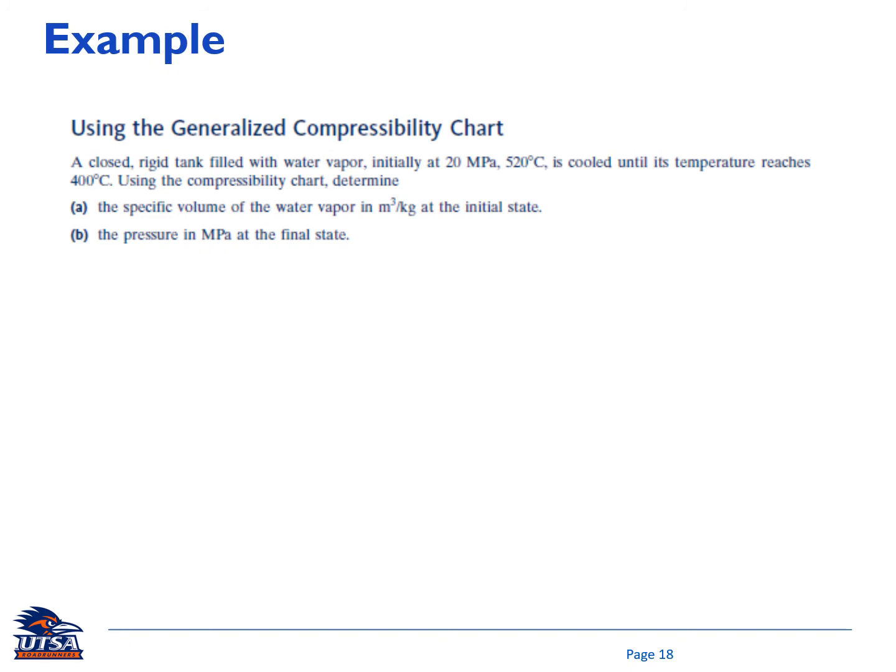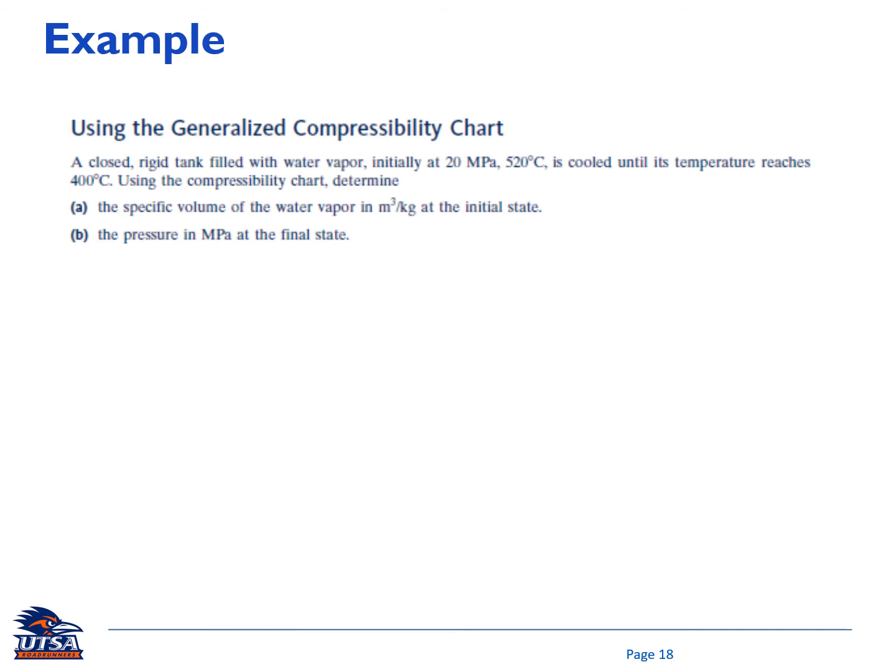Let's take a look at this example. This example will show you the utilization of the generalized compressibility chart. Here I have a closed rigid tank filled with water vapor initially at 20 megapascal, so 20 megapascal means 200 bar, and a temperature of 520 degrees C. It is cooled until its temperature reaches 400 degrees C. So it is cooled from 520 to 400 degrees C.